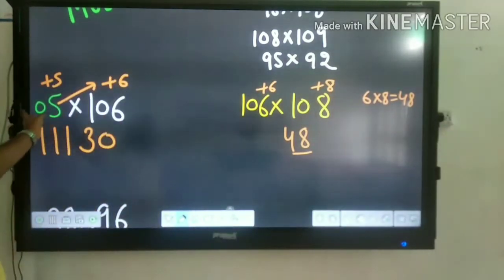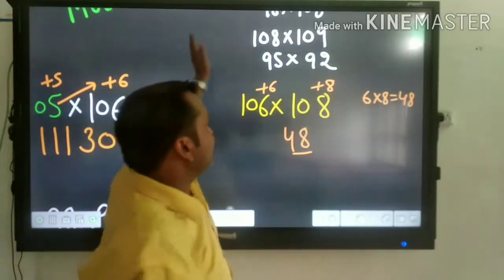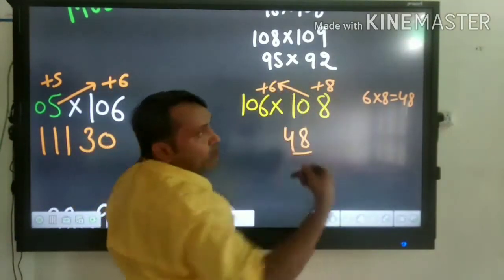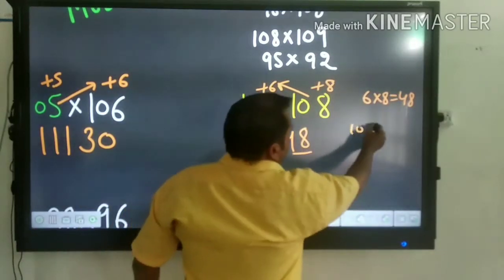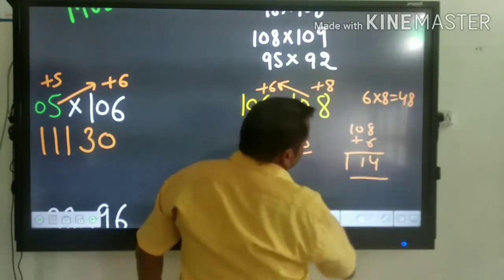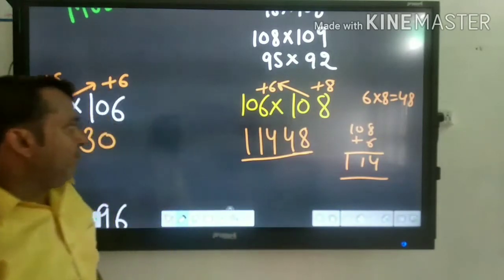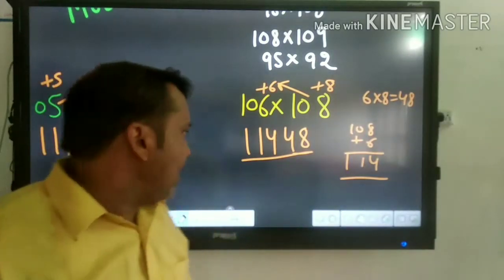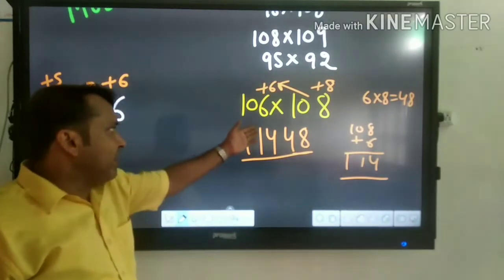Now you will have to mark a cross. There is no traditional or fixed rule that you have to mark the cross in which direction. You can mark the cross in the opposite direction. So 108 plus 6, that is 114. This is the second part. These two parts make the answer of the multiplication of 106 with 108.